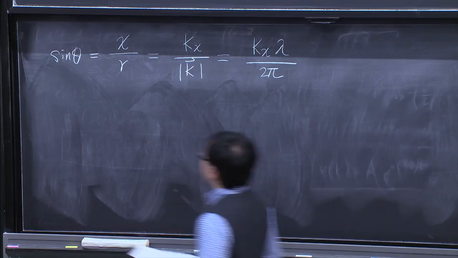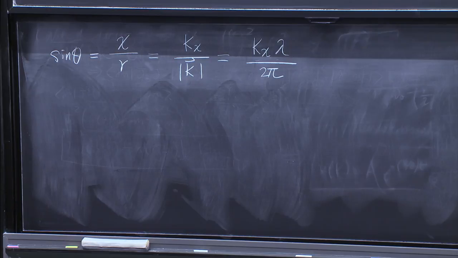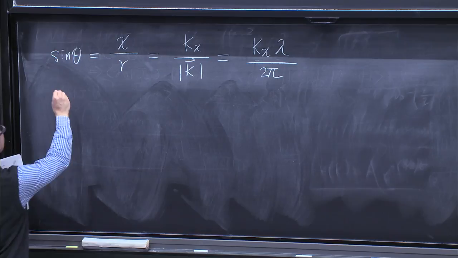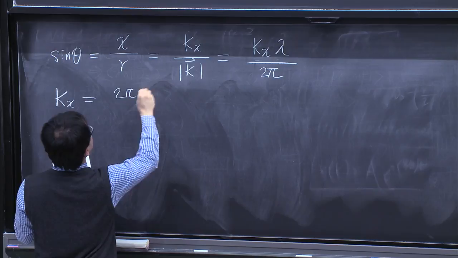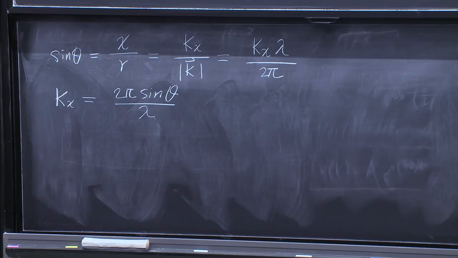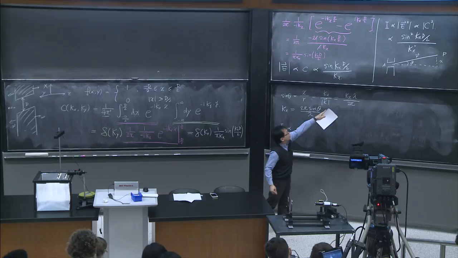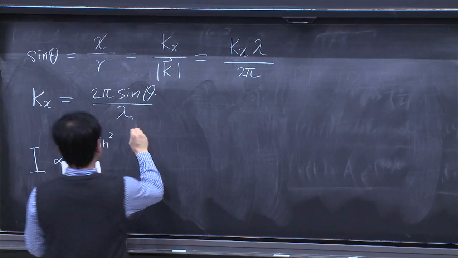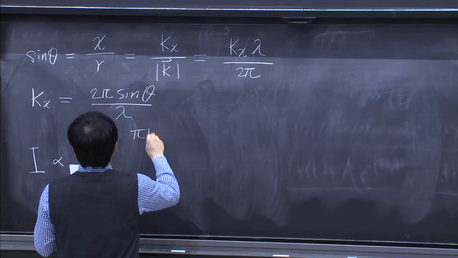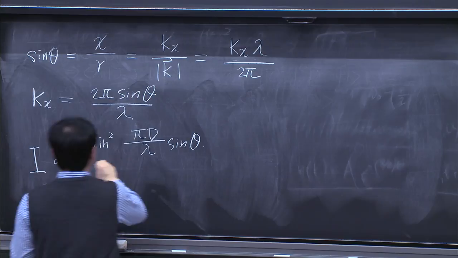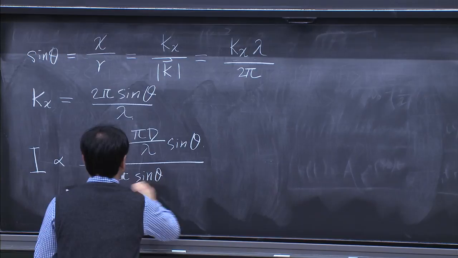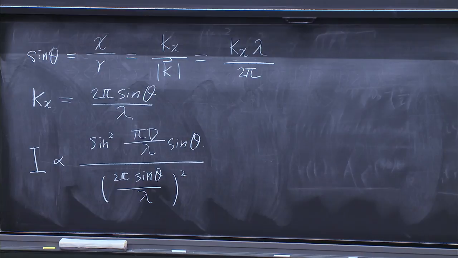Therefore, the goal is to rewrite kx in a form which we understand, which is theta. Now we have achieved that. What is kx? Kx is equal to 2 pi sine theta divided by lambda. And this means that my intensity, which I obtained above, will be proportional to sine squared(pi d sine theta divided by lambda) divided by (2 pi sine theta divided by lambda) squared. Basically, what I'm doing is replacing kx and writing it in terms of theta.